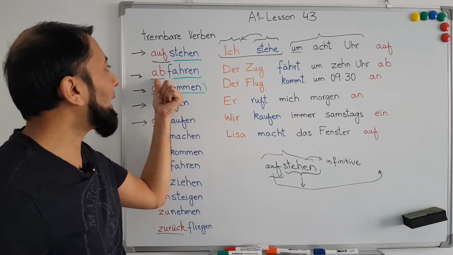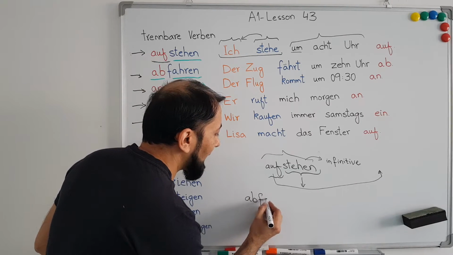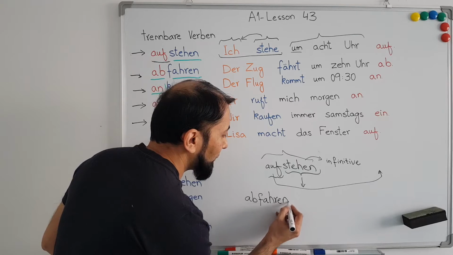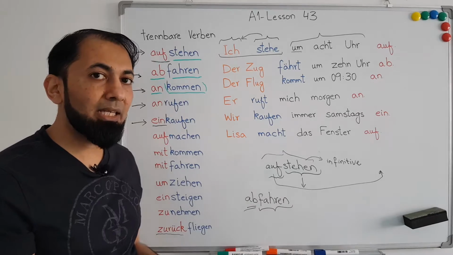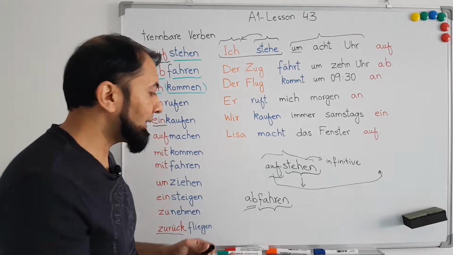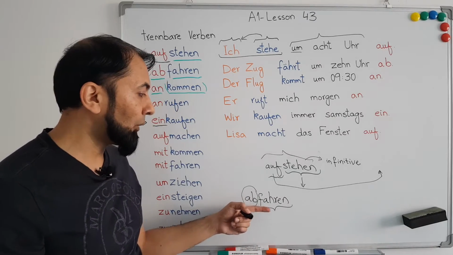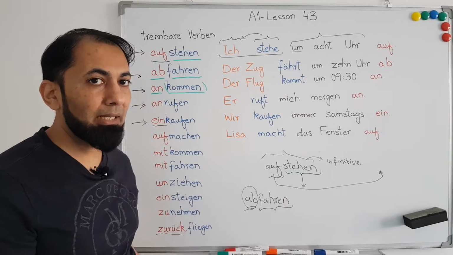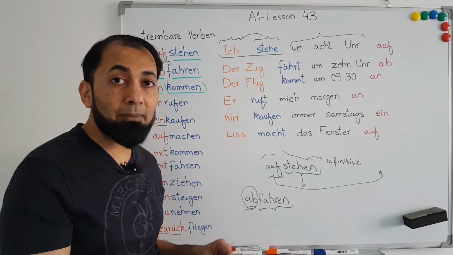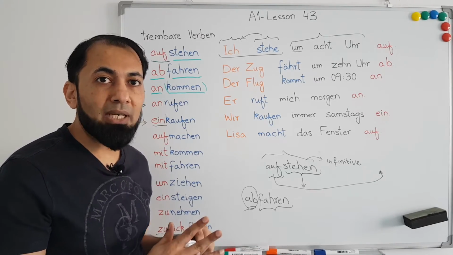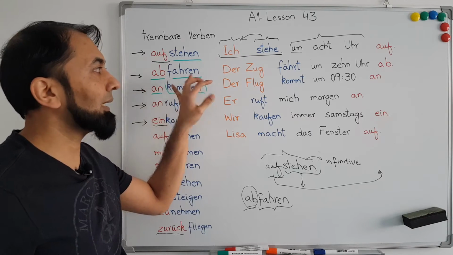Next example is abfahren. We know that fahren is a verb which means to travel. Now if we use this prefix ab, then it will become abfahren, and this prefix will change the meaning of fahren, and with this prefix abfahren means to depart. So whenever you want to use the verb depart, whether it is a train, a bus, or you are departing, you can use this verb abfahren.